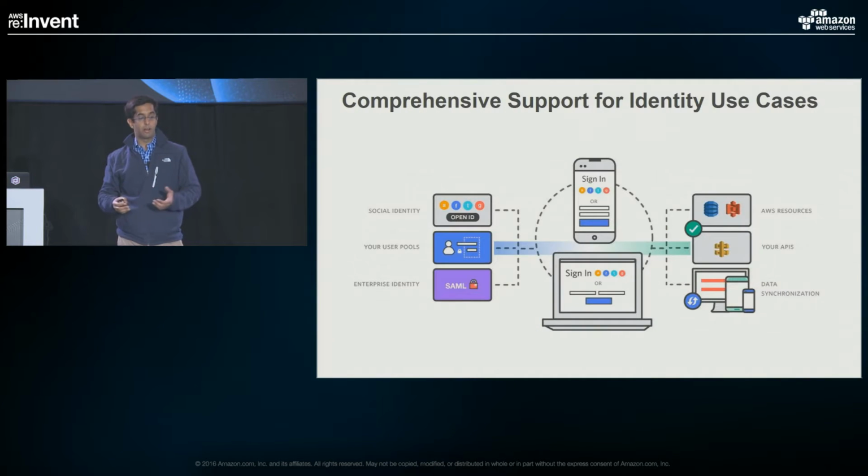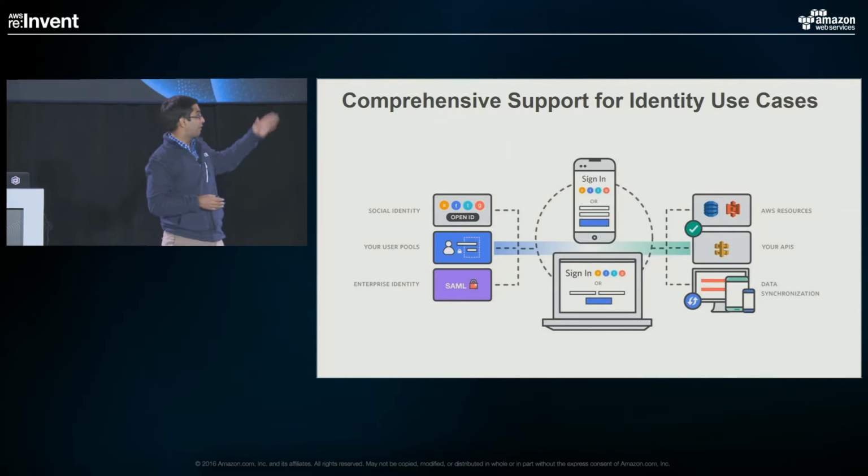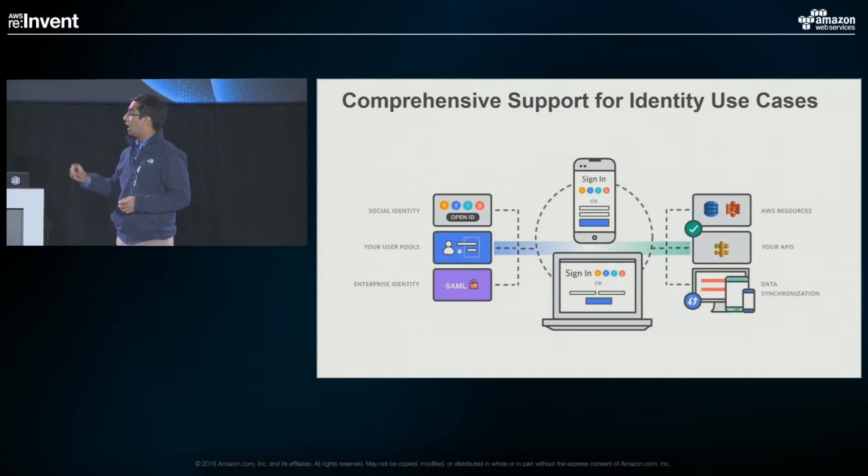So to bring it all together, we have this image here. On the left-hand side, you see the different identity providers that we support. On the right-hand side, you see those two authorization stories, AWS resources and your own APIs, which are fronted by API Gateway. Two things I want to call out on this slide before we move on. We also support a data synchronization feature that synchronizes data across devices for a single identity. And number two is you have to take seriously the mobile phone and the laptop.